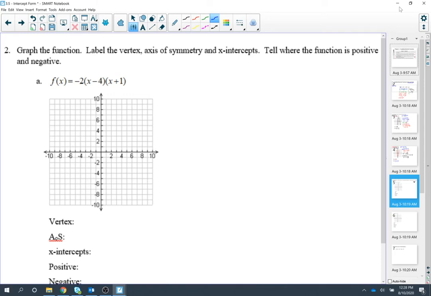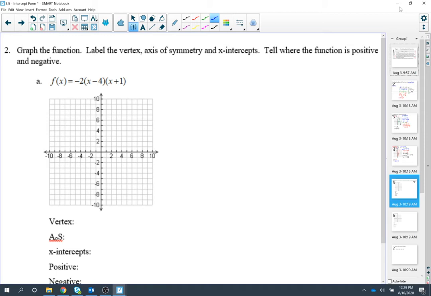Example number 2: graph the function, label the vertex, the axis of symmetry, and the x-intercepts, and then tell where the function is positive and negative. So now we're going to use our intercept form to graph, and then we're going to go into some key features and review some of those.